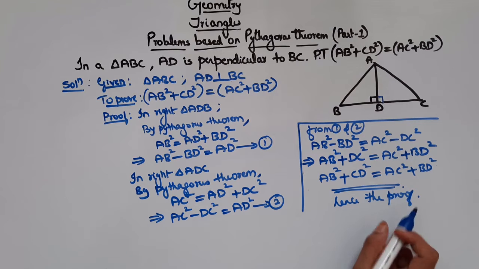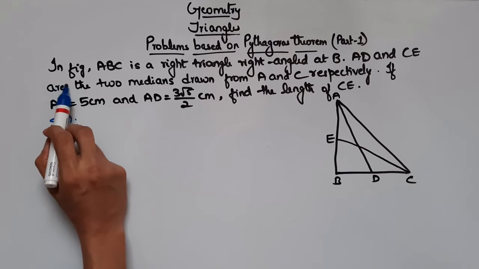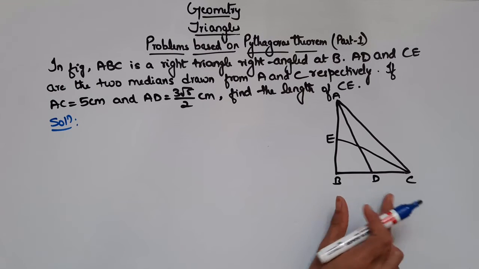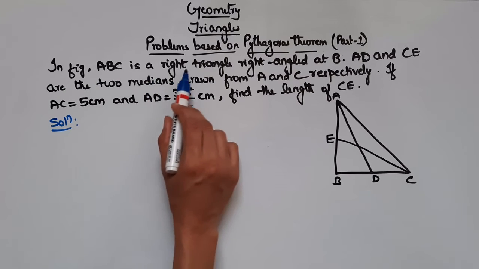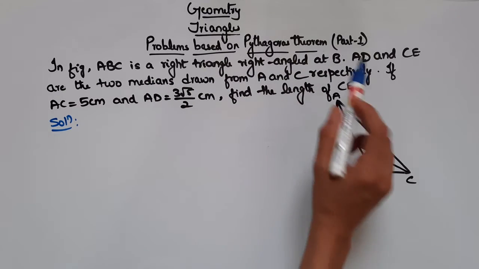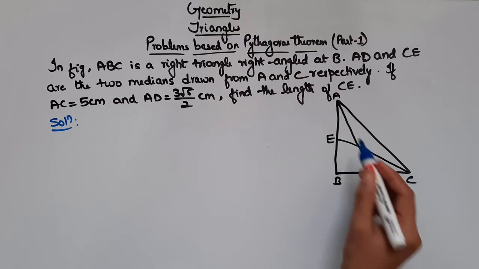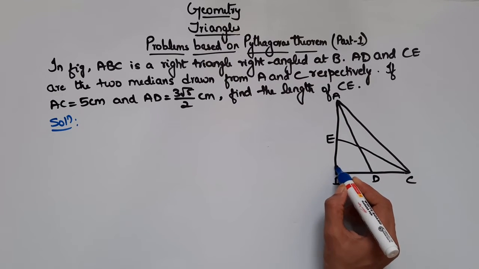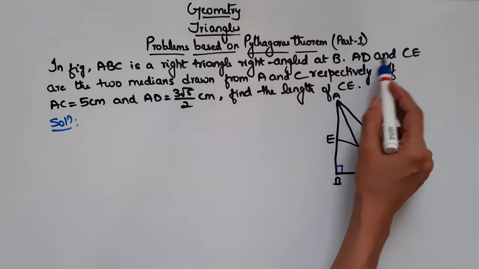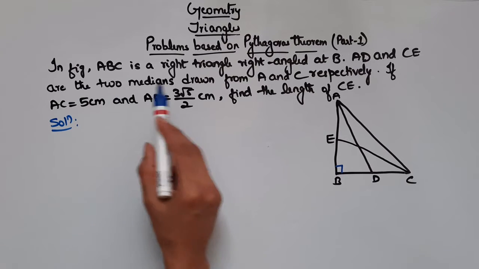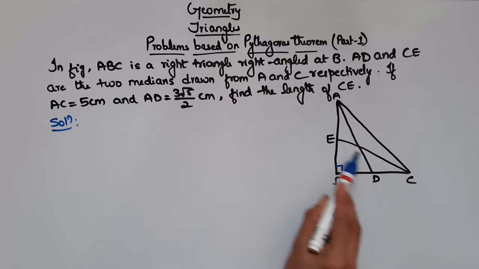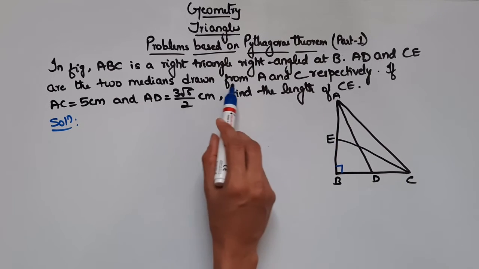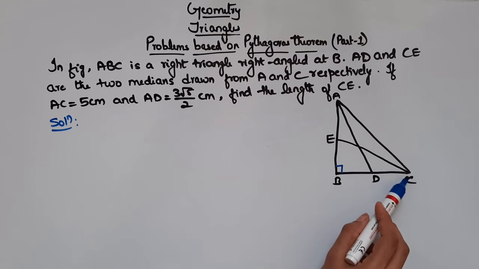Now let's see one more problem. Now let's see this in the figure. The figure is given. ABC is a right triangle, right angled at B. AD and CE are the two medians drawn from A and C respectively.